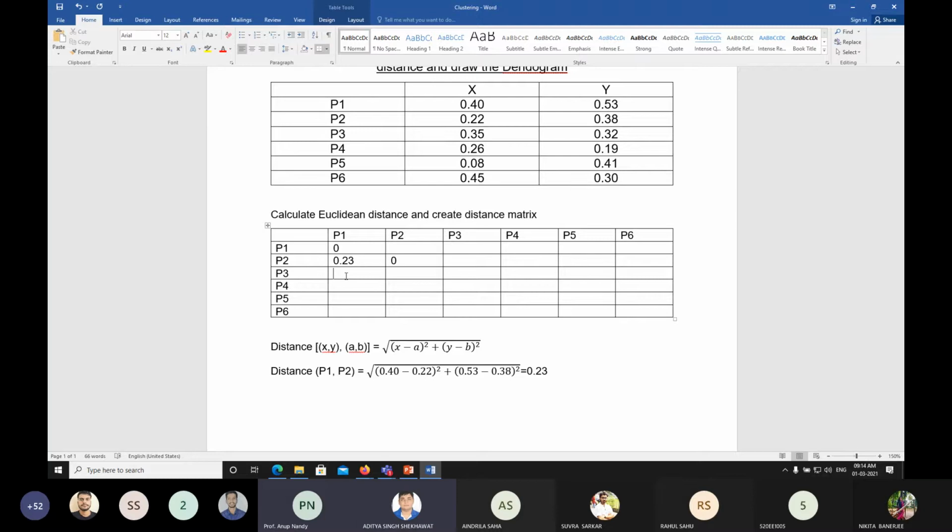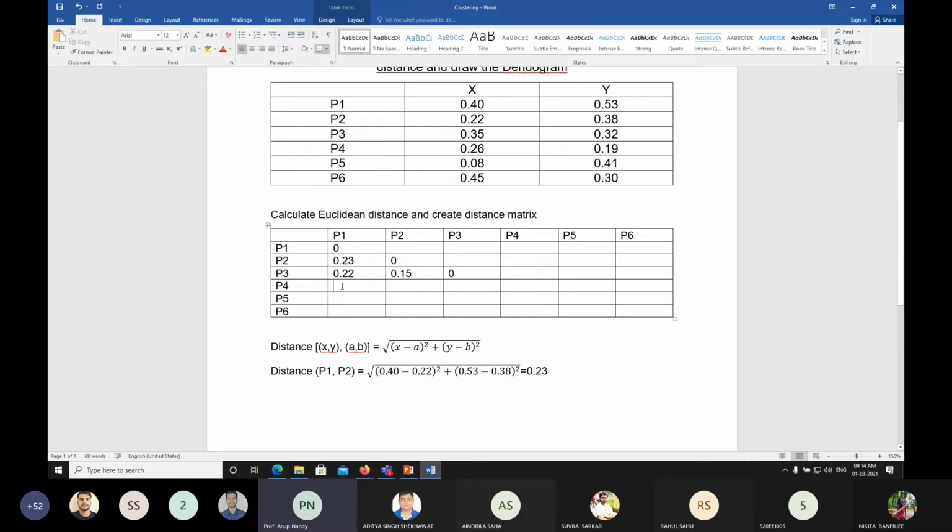P3 P1, sir, is 0.2158, or approximately 0.22. And P3 P2 will be 0.14. Fractional part will be there. Okay, P3 is 0.